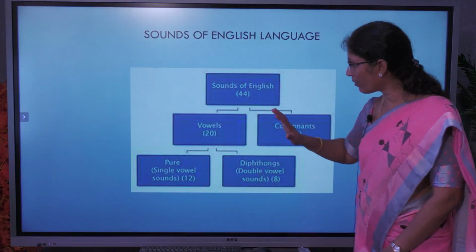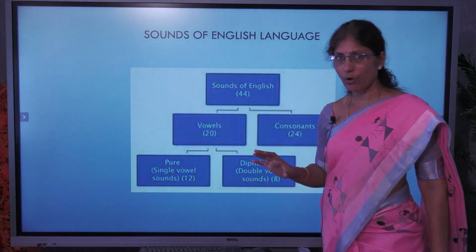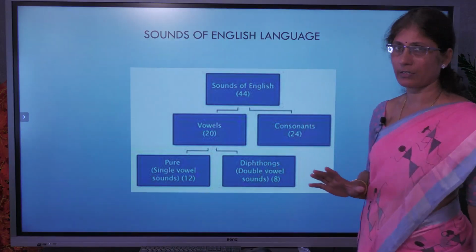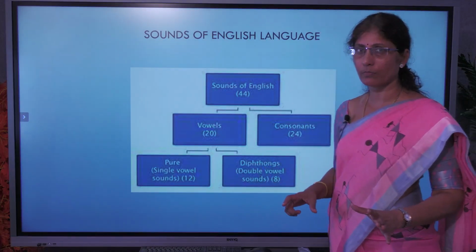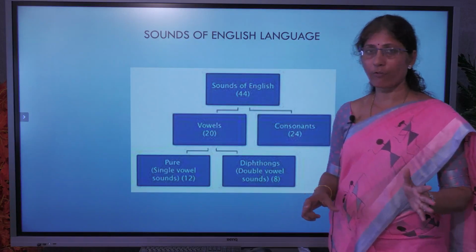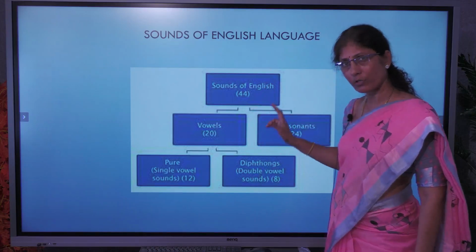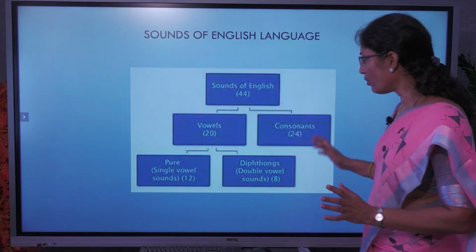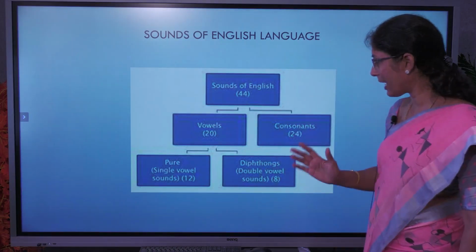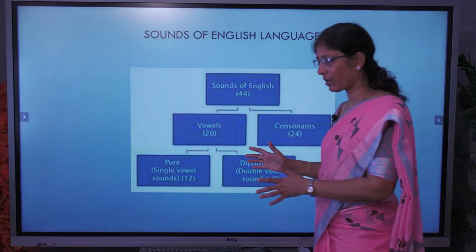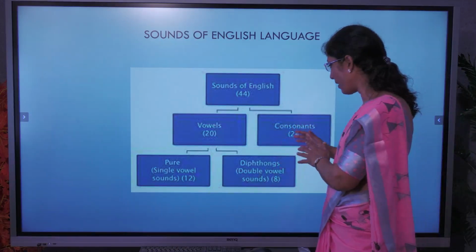This is the chart. I don't know whether it is clear or not, but when you take the English alphabet, there are 26 letters. But when you come to sounds, there are 44 sounds. In Telugu there are 54 alphabets and 54 sounds. Here, 26 alphabets but 44 sounds. These are divided into vowels and consonants. So you should get a question: how are some sounds classified as vowels, and some as consonants?